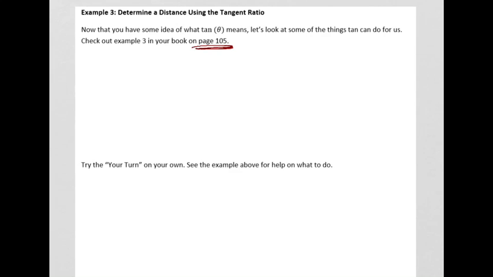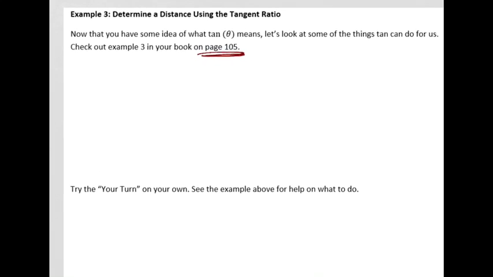Okay, so let's read this example here. It says that a surveyor wants to determine the width of a river for a proposed bridge. The distance from the surveyor to the proposed bridge site is 400 meters. The surveyor uses a theodolite, I don't know if I said that right, to measure angles. This is basically just a device that measures angles. The surveyor measures a 31-degree angle to the bridge site across the river. What is the width of the river to the nearest meter?